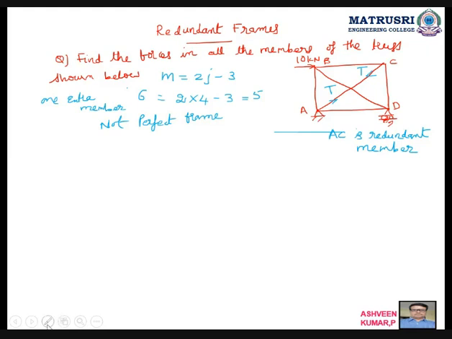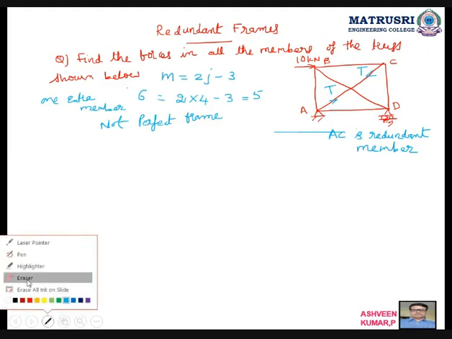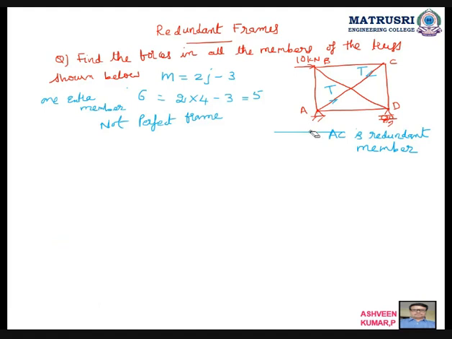Why am I saying better to take a diagonal member? When you take a diagonal member, there is no need to take the angles. Angles we can reduce. That's why I am taking a diagonal member. Always that is better. You take AC as a diagonal member, AC as the redundant member.